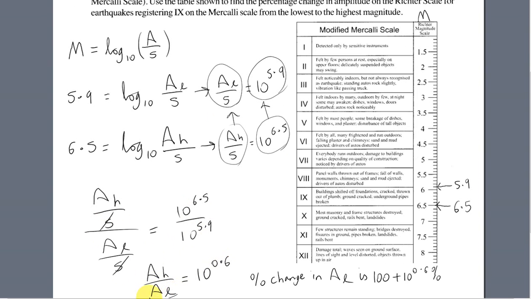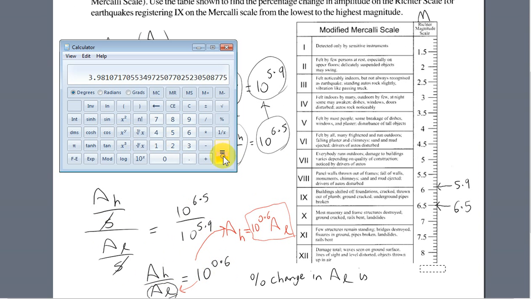So you can see we have to increase the amplitude of AL by a certain percentage. Well, to get AH, we have to multiply 10 to the power of 0.6 by AL. Now let's get 10 to the power of 0.6. We see that it's 3.98. So we have to multiply the amplitude AL by 3.98 to get the amplitude of an earthquake of magnitude 6.5. So we have to increase AL by 398%.